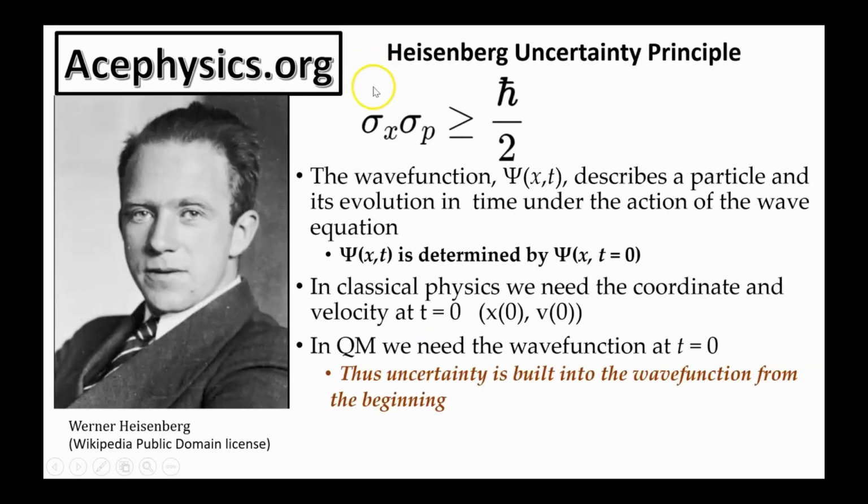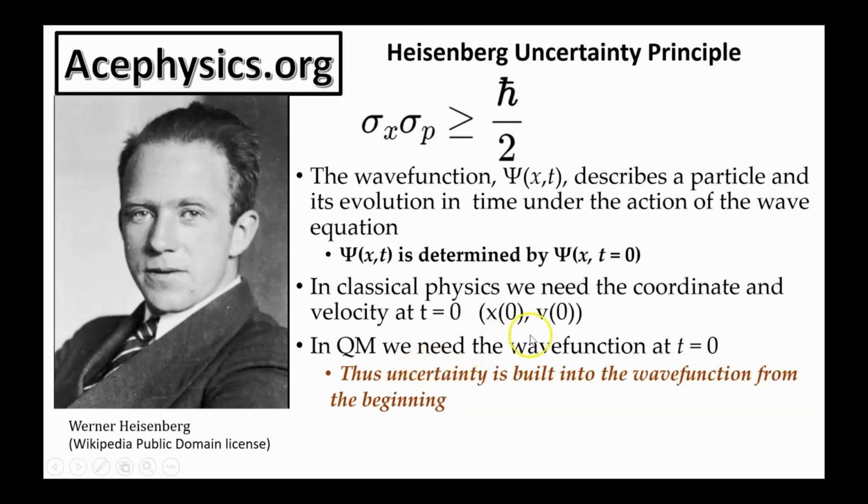The uncertainty principle tells us that the uncertainty in the position of a particle multiplied by the uncertainty in its momentum has to be greater than or equal to h bar over 2. In classical physics, we need the coordinates at time t equals 0, x of 0 and v of 0. If we know these, then we can get x and v at any time in the future, assuming that we know the forces acting on the particle, or we know the energy, like the Lagrangian or the Hamiltonian.